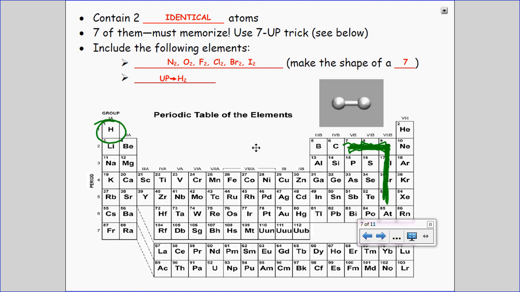I also like to call them Hofbrinkel, because those are the 7 elements that are diatomic. H, of course, being the first one, is up above the rest of the periodic table.